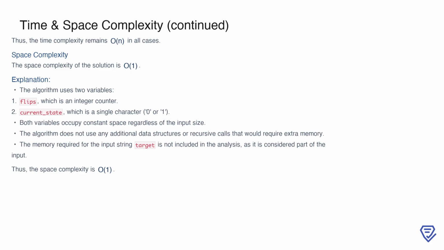Now, in terms of space complexity, the solution is highly efficient, requiring only O(1) space. This is because the algorithm uses just 2 variables, flips, an integer counter, and current_state, which stores a single character, 0 or 1. These variables occupy a constant amount of memory, regardless of the size of the input string. Furthermore, the algorithm does not rely on any additional data structures, such as arrays or lists, nor does it use recursion, which could increase memory usage. Since the input string target is part of the input itself, its memory is not included in this analysis. Therefore, the space complexity remains O(1) at all times.